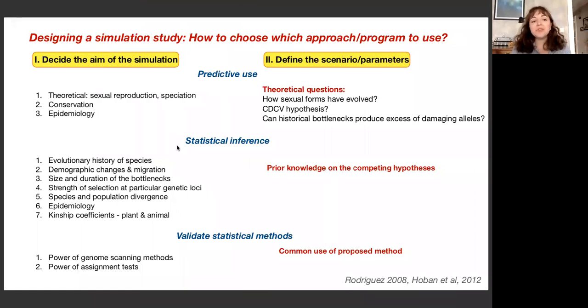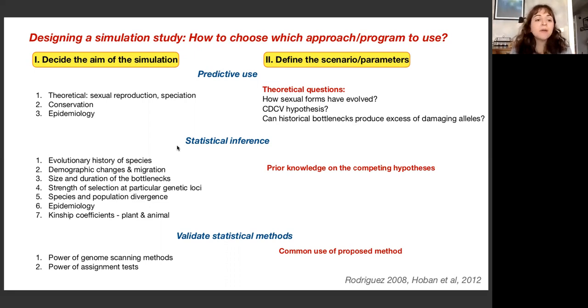Sorry again. So the one purpose was the predictive use. Then we are doing this for a theoretical purpose if you would like to study the sexual reproduction or speciation, for example. Or if we would like to study conservation, imagine that there is a species that needs to be considered for conservation. Here, the simulations can be used to predict what approach could be better to conserve that species. So at this point, we can also run the simulation studies. I will show you one example for that in the coming slides.